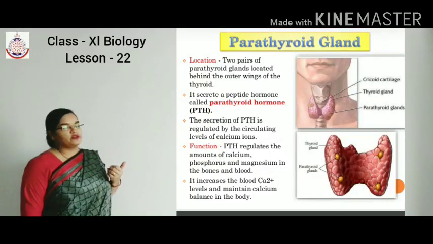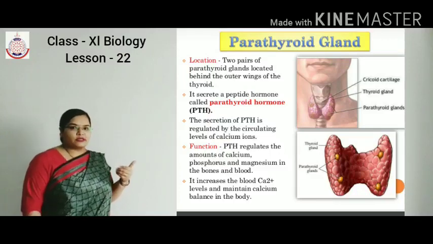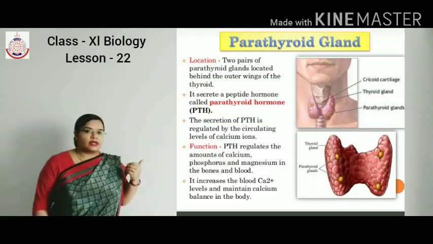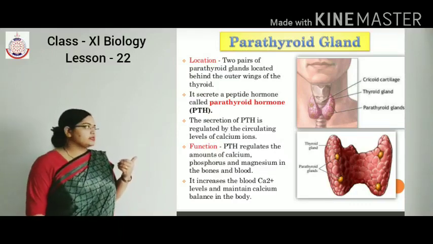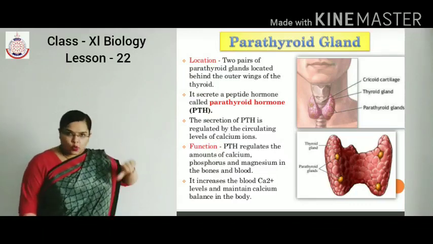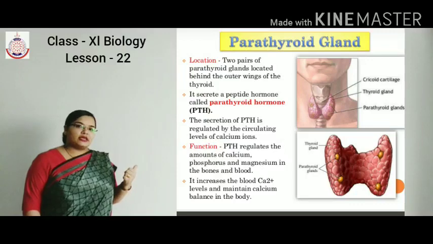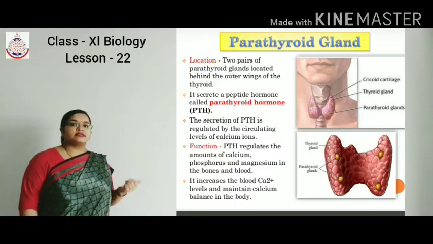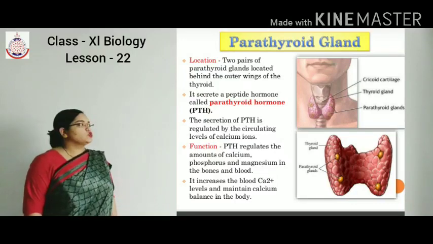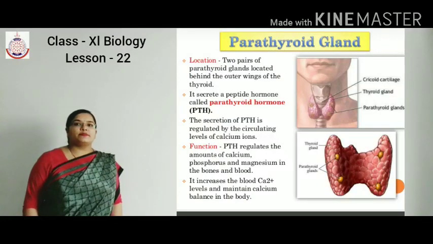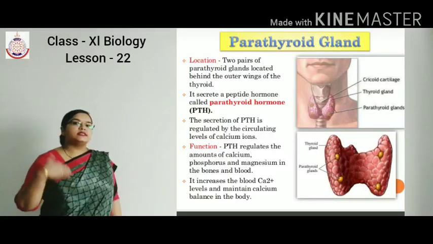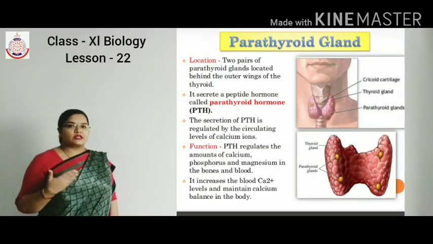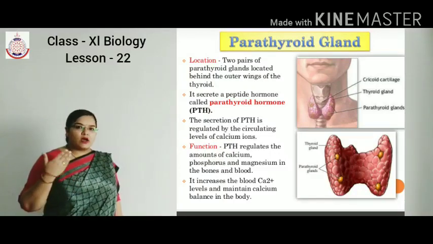Following are the functions of the parathormone or Collip's hormone. This hormone is antagonistic to thyrocalcitonin. Earlier we discussed thyrocalcitonin: it lowers the calcium ion level in the blood. But parathyroid hormone increases the calcium level in blood. So that's why it is also known as hypercalcemic hormone. Hyper means more, calcemic means calcium. So it increases the calcium level in the blood, and that's why it is known as hypercalcemic hormone.